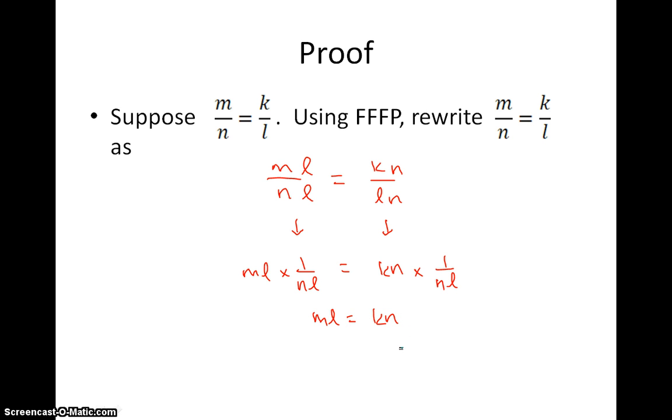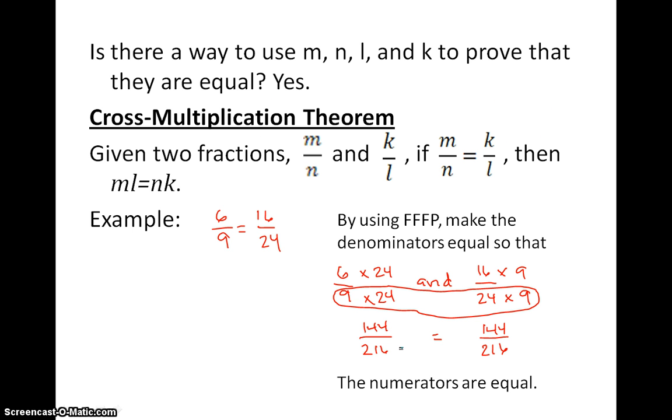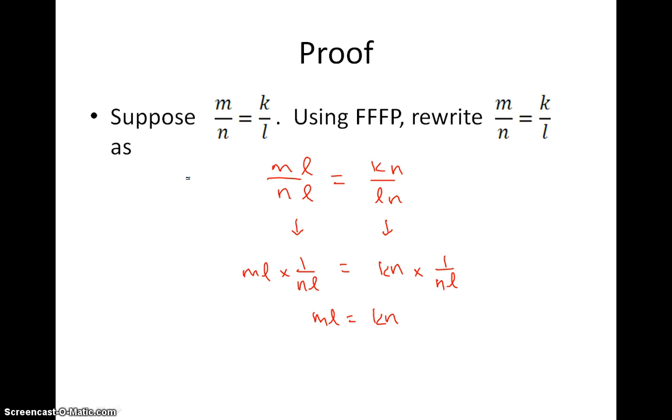All right? So if I go back, that's what we have right here. So going back to our definition, here is what we just ended up with. So m times l equals n times k. And there it is. So there is our proof that it works.